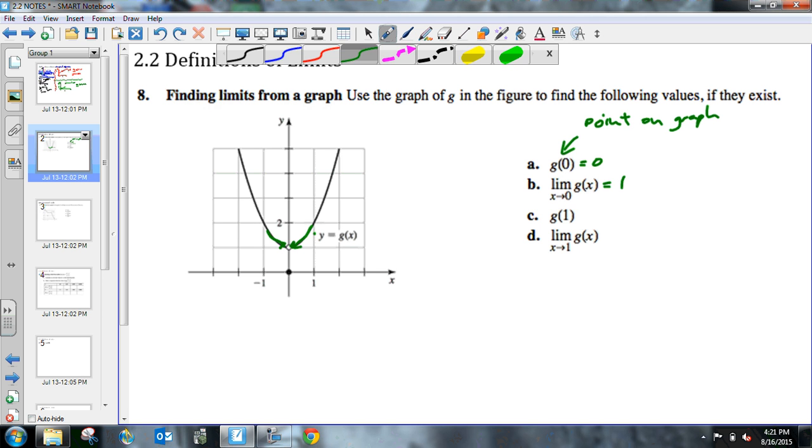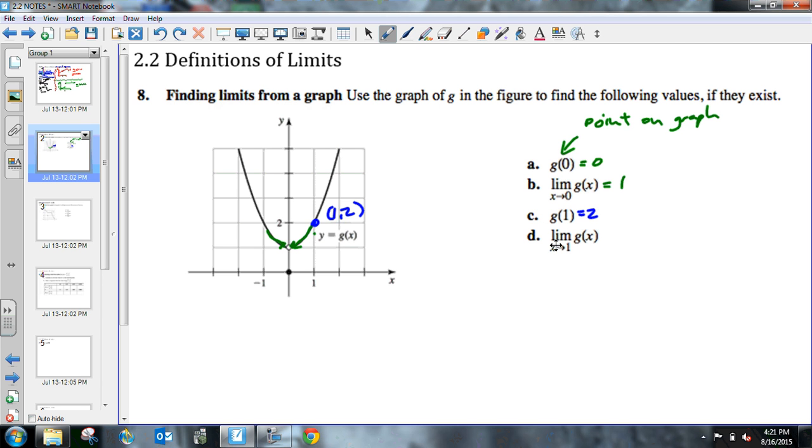So now let's take a look at part C. Let me change the colors here. It says, what's g of 1? Well, g of 1 is just the point 1, 2. There's that point 1, 2. So if I plug in 1 into my function g, I get a y value of 2, and that's what that's asking me.